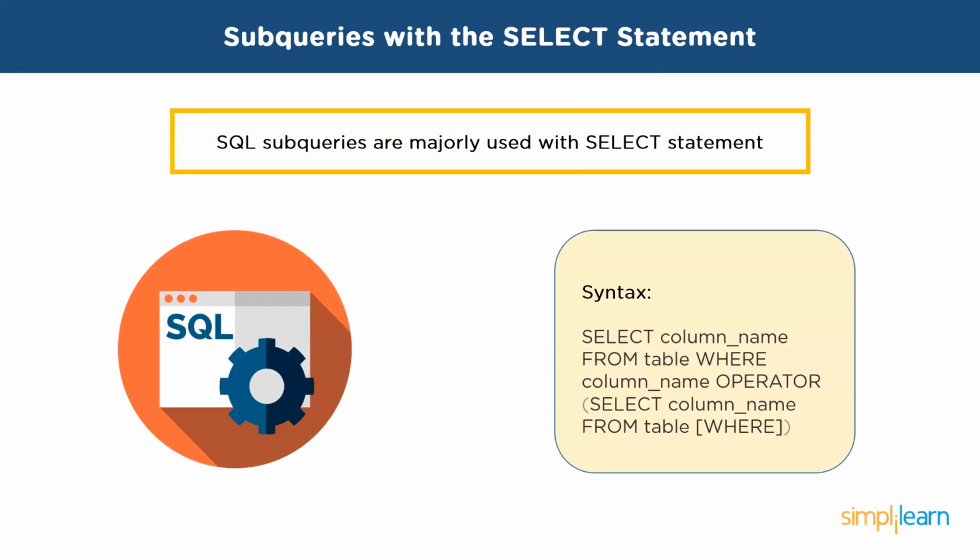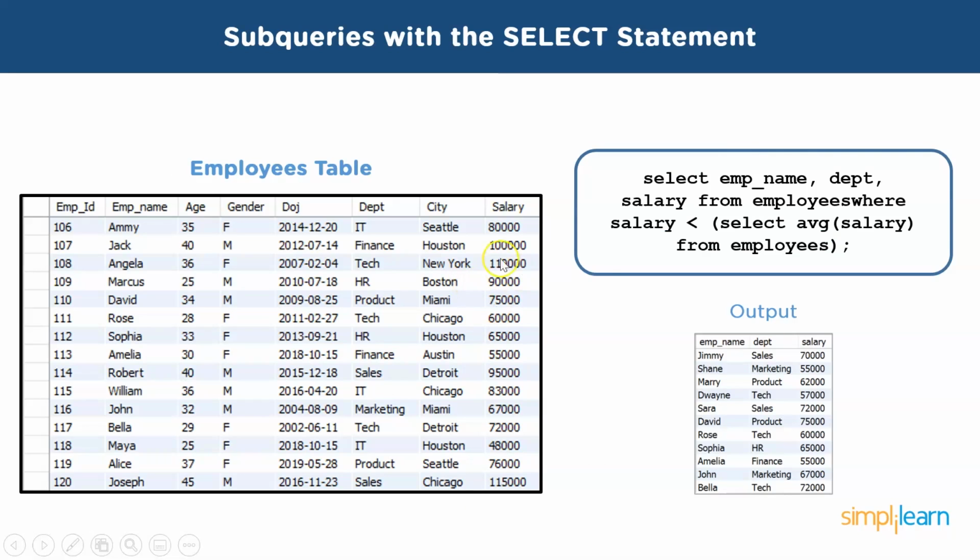Subqueries are majorly used with the select statement, and this is how the syntax looks like. You select the column name from the table name, then you have the where condition followed by the column that you want to pass, the operator, and inside that you have the subquery. Here is an example that we will perform on our MySQL workbench. In this example, we want to select all the employees who have a salary less than the average salary of all the employees. This is the output. So let's do this on my MySQL workbench.